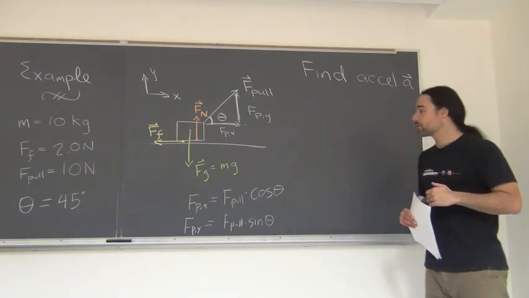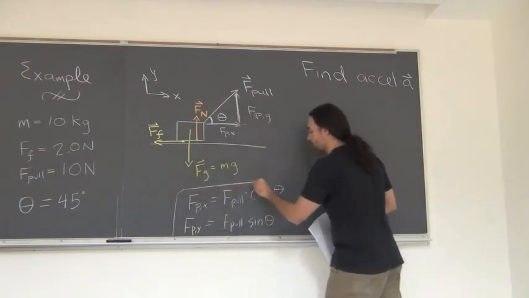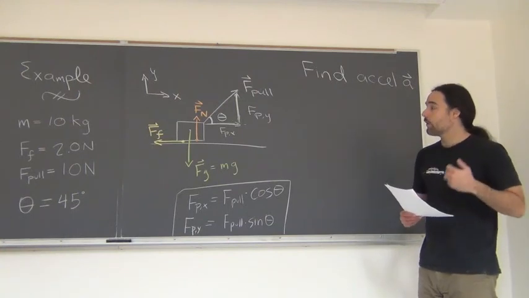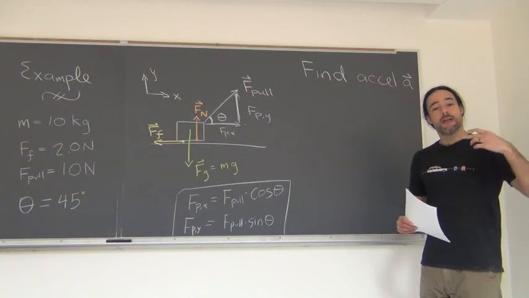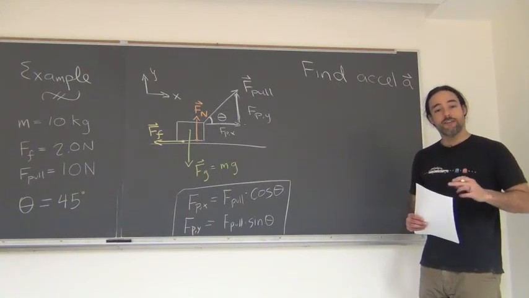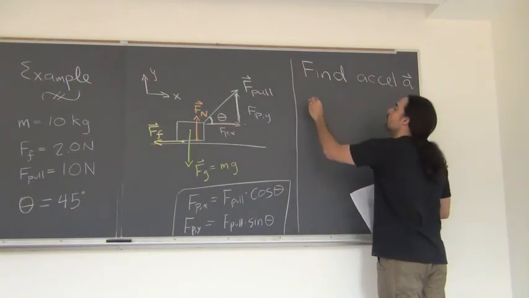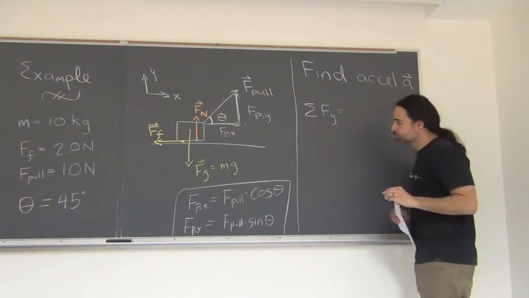So we've broken our vectors into components. I now know the different components of my pulling force. I'm free to move on in solving the problem. So we've done our free body diagram, we've broken into components. Now I want to sum up the forces in the x and y directions. We'll do that over here. Let's do the forces in the y direction first.